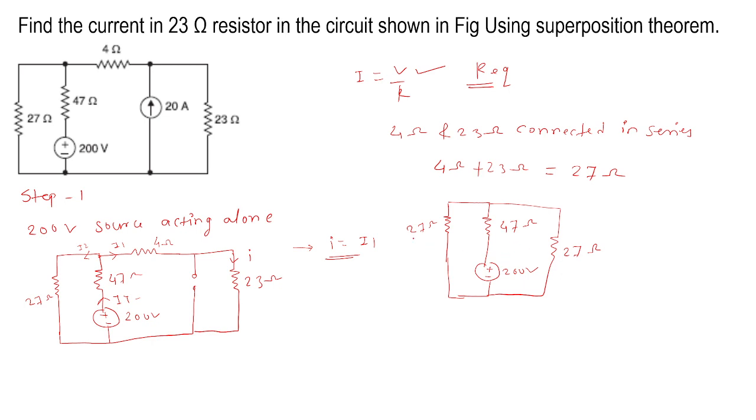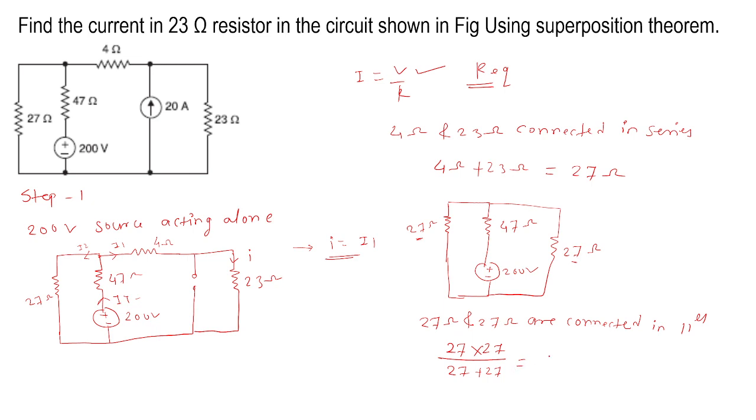Now listen carefully. This 27 ohm and this 27 ohm are connected in series or parallel? Kindly put it in the chat. 27 ohm and 27, so it is connected in parallel. So we need to solve this. 27 ohm and 27 ohm are connected in parallel, so the equivalent resistance will be 27 multiplied by 27 divided by 27 plus 27. So how much?